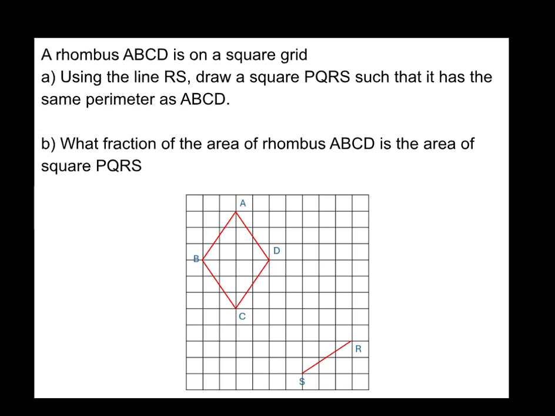Hi, let's look at this question together. A rhombus ABCD is on a square grid. Using the line RS, draw a square PQRS such that it has the same perimeter as ABCD.